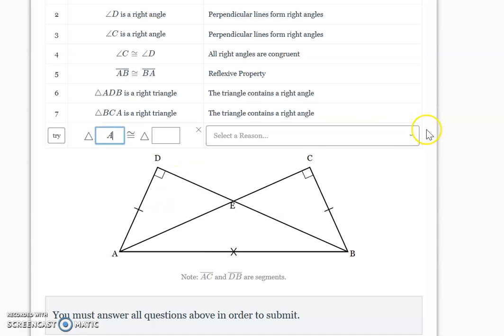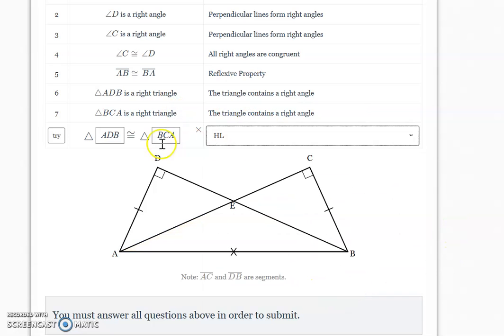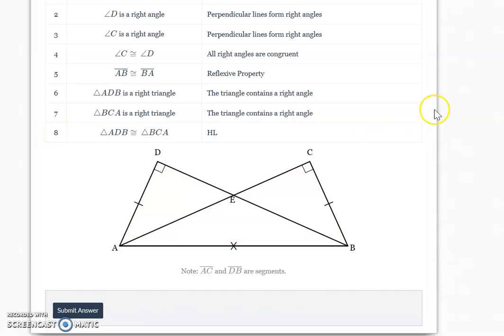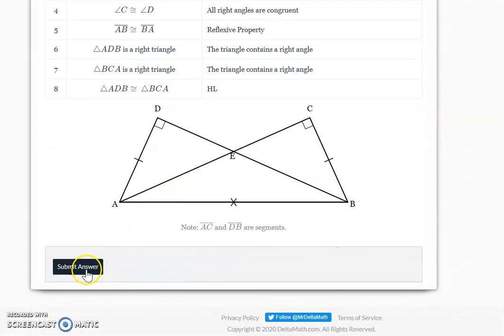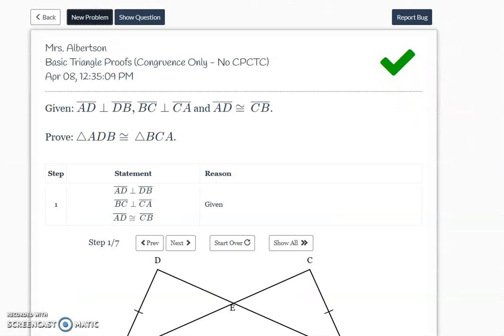Okay, so now we're going to say ADB is congruent to BCA. So, oh, there we go. Now we can see them. So that triangle is congruent to that triangle. And now, try this again. HL. There we go. Thank you. All right, so now, that one was ridiculously long, unnecessarily. But that one shows you one with right triangles.